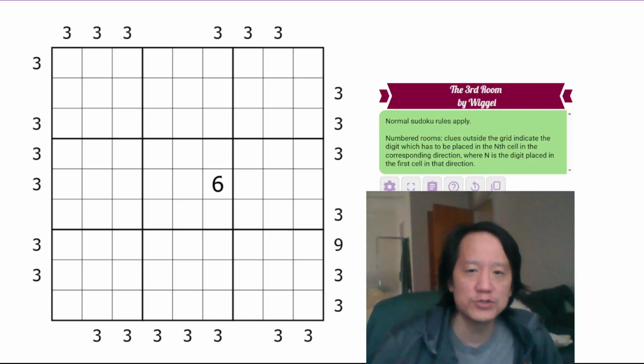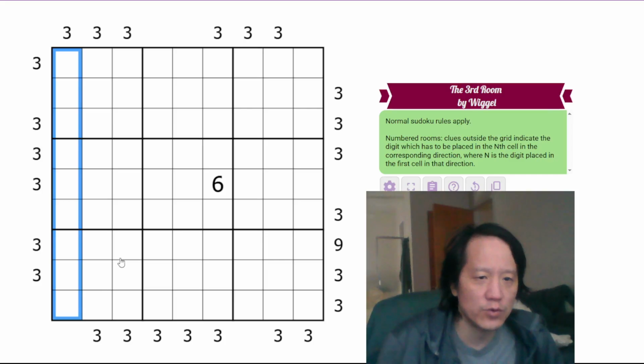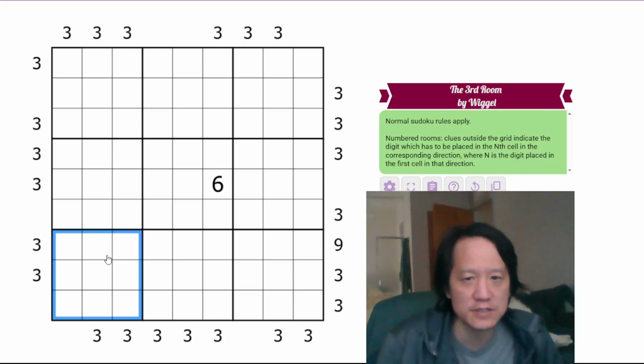We have normal Sudoku rules, which means in every cell in the grid, place a single digit from 1 through 9 such that there are no repeats in any row, column, or designated 9-cell region, which is a box in this case.